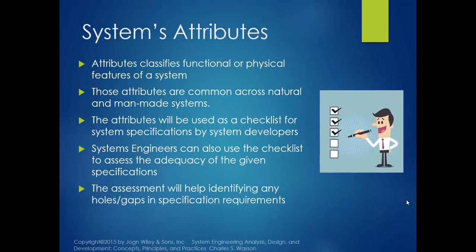Not only that, but when you are testing the system to make sure that it's adequate and according to specifications, systems engineers use this checklist to make sure that it's according to the customer requirements or specifications. So the assessment will help identify any holes or gaps in the specification requirements, and by doing that you go back, change the design, adjust, and make sure that the system is being built according to specifications.